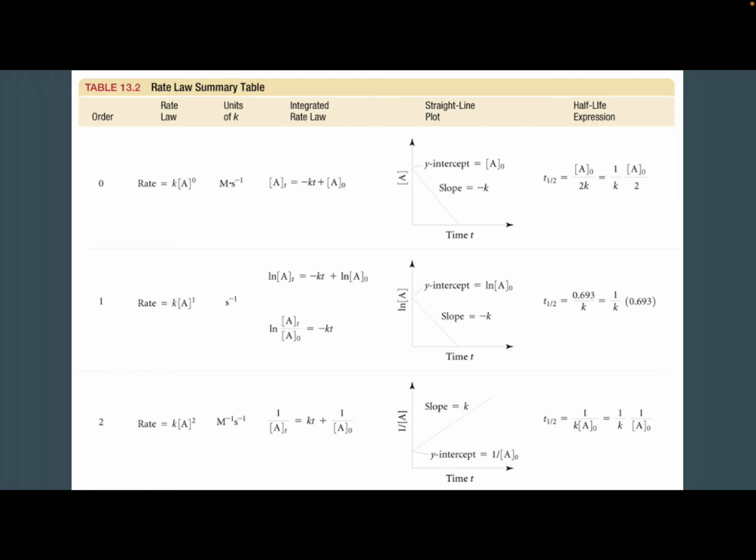This right here is just for your benefit. It has all the equations we've talked about. And I think this is a good place to stop.